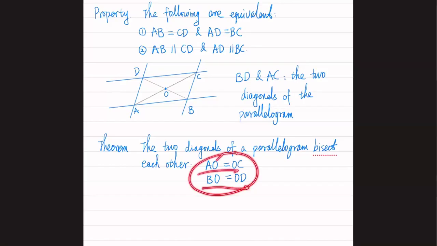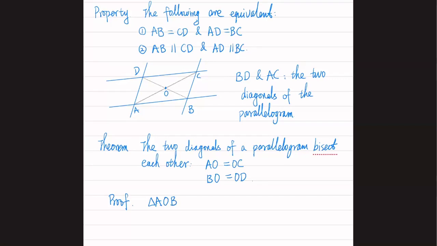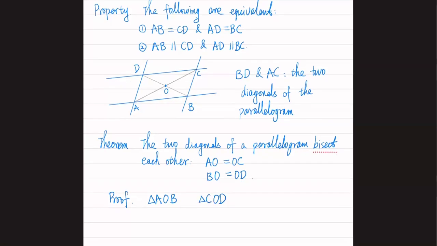We don't know yet. We have a triangle AOB and a triangle DOC. How to prove that? Okay, let me write down and see how we could prove that triangle AOB and triangle COD are congruent. Why?